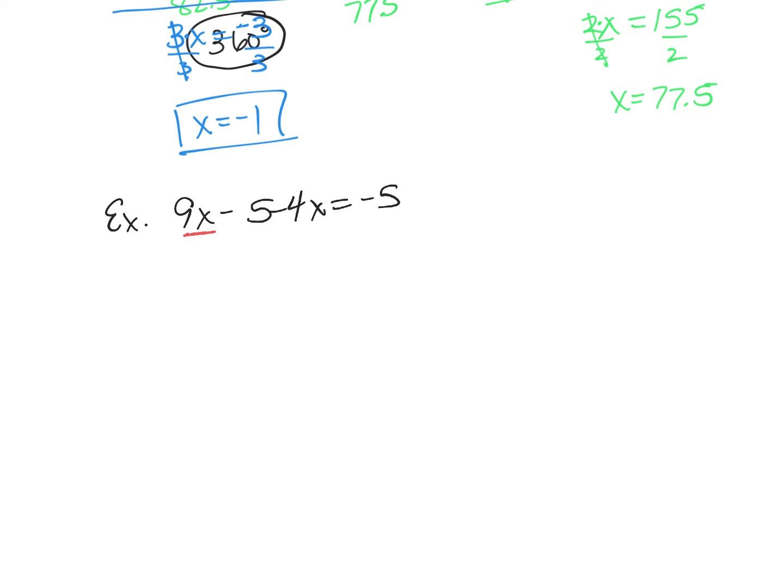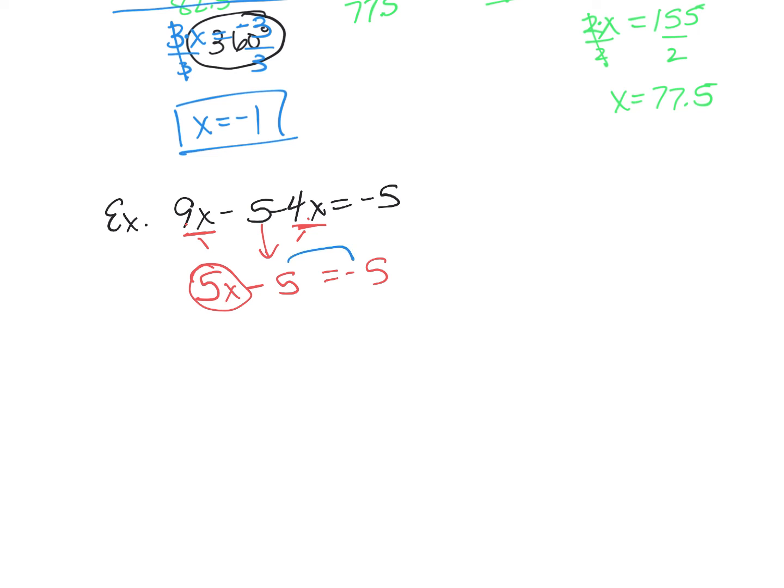like terms, 9x and negative 4x. So we're going to combine those. So that becomes 5x, right? We have 9 positives and 4 negatives. So it ends up with 5 positives minus 5. So I combine these two and got my 5x. Minus 5, I just brought that down, equals negative 5.